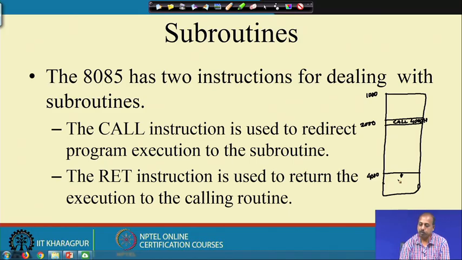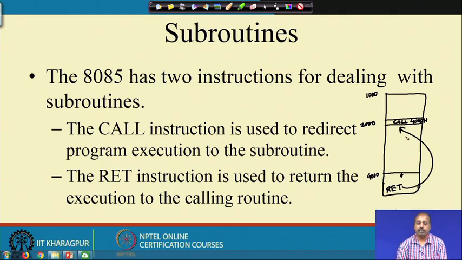Now, any subroutine should end with a return instruction or RET. RET is again a one byte instruction because it has only the opcode part. When the processor finds this RET instruction, it will try to come back to the location just after the call instruction. So, 2000, 2001 and 2002 were the call instruction, so when this return is executed, it will try to come back to 2003.